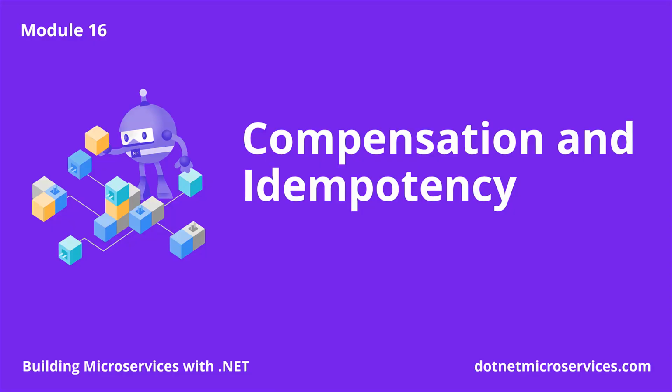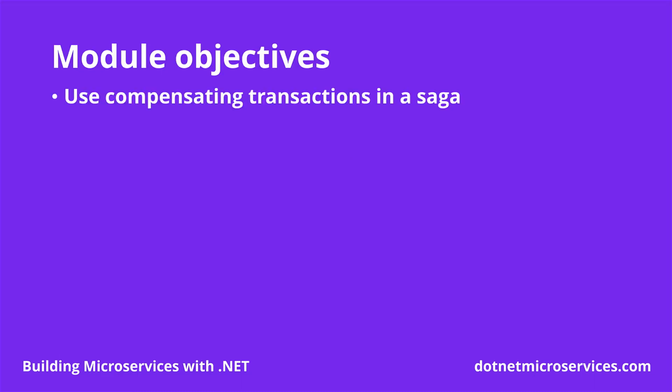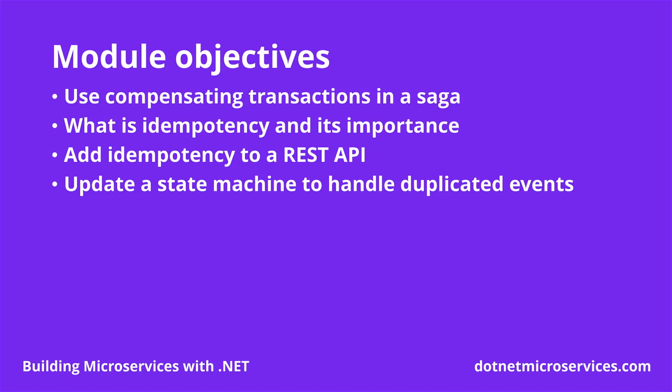In this module, you will learn how to implement compensation in an orchestrated saga and how to introduce idempotency to your microservices to prevent data inconsistencies. By the end of this module, you will have a solid understanding of the following: how to use compensating transactions in a saga state machine, what is idempotency and why it is so important, how to add idempotency to a REST API, how to update a MassTransit state machine to handle duplicated events, and how to create idempotent consumers. Let's get started.